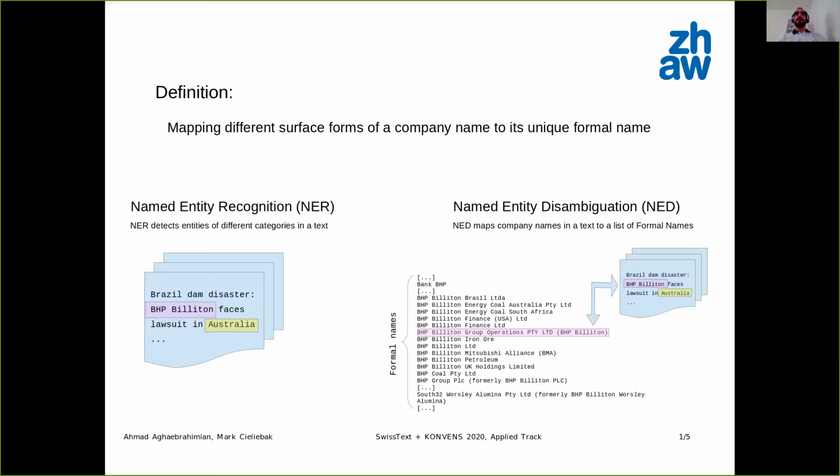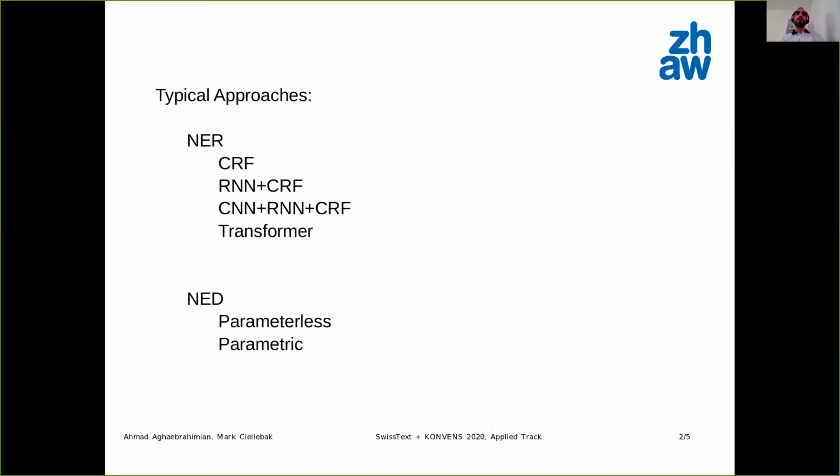Of course, there are some end-to-end systems that do NER and NED in a joint model. However, for technical reasons, we prefer to use a disjoint model, first doing NER and then performing NED. So, mentioning that, what are the typical approaches for these two components?